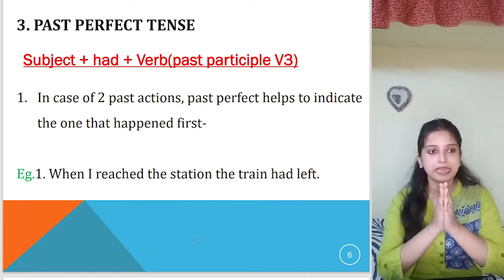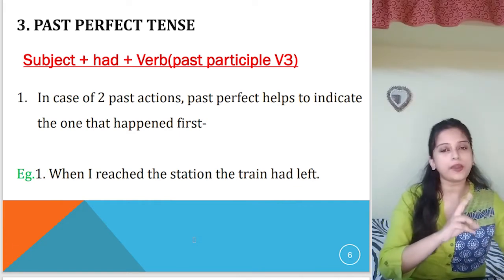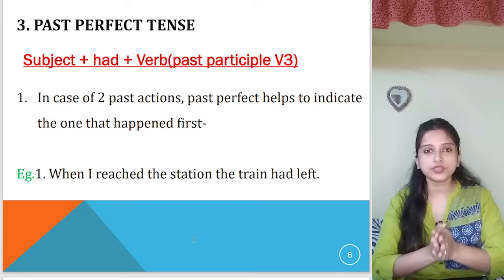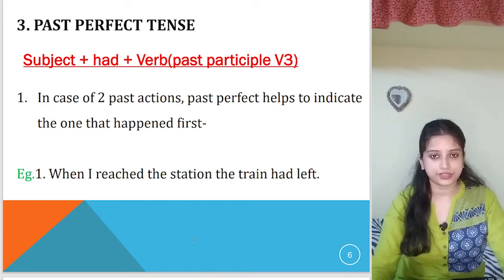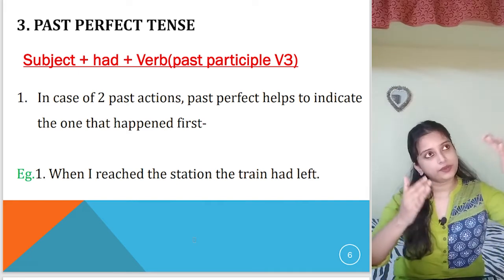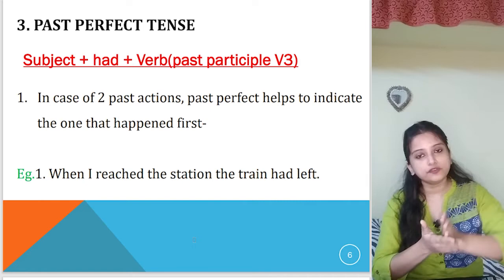First listen to me. See, if in the past I have to point out two actions. Maybe you are asked to write a letter about your visit to some hill station. Okay. So there, when you are writing the paragraph, you have to point out that tickets were booked, then you visited that place.